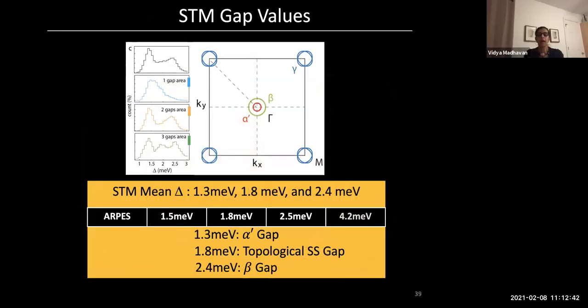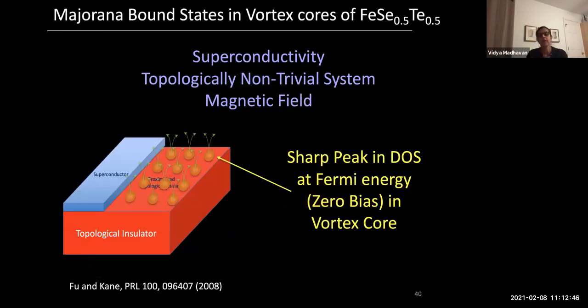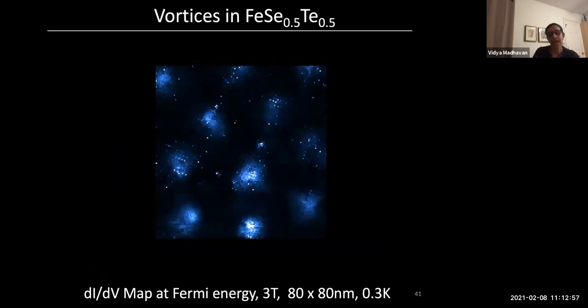Yeah. Okay. So now let's ask, what do we see when we turn on a magnetic field? What do we expect to see? We expect to see a sharp peak in the density of states if we have Majorana bound states. I'll tell you in a few minutes why this is tricky. So what we do is we take a dI/dV map, a density of states map, at the Fermi energy where you expect to see the sharp peak.